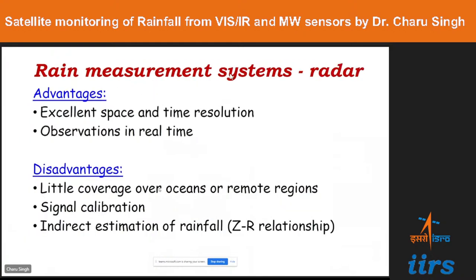Now the second method for the rainfall estimation is the radar. Advantages are radar provides us the rainfall in very high spatial and temporal resolution. We get observations in real time, but there are disadvantages also, like there is little coverage over oceans or remote regions. There is an issue with the signal calibration, and rainfall, which is measured by the radar, is basically the indirect estimation of rainfall that is based on the reflectivity and rainfall relationship.